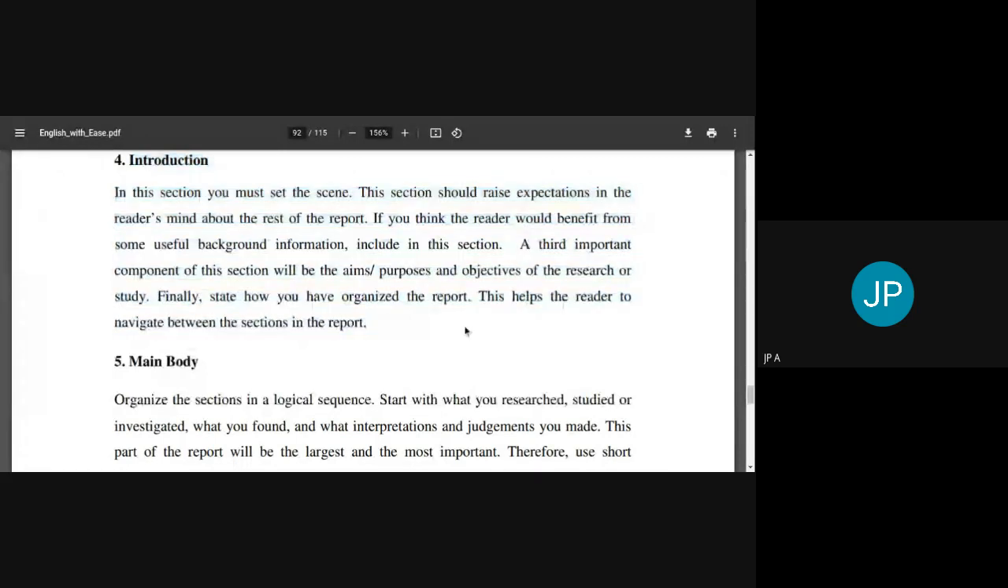So provide some useful background information. For example, what is a career development cell? The question paper was about career development cell activities. So you can give brief information of what a career development cell is. So that can be the introduction. You can give details of the career development cell in the introduction. So that is called background information.